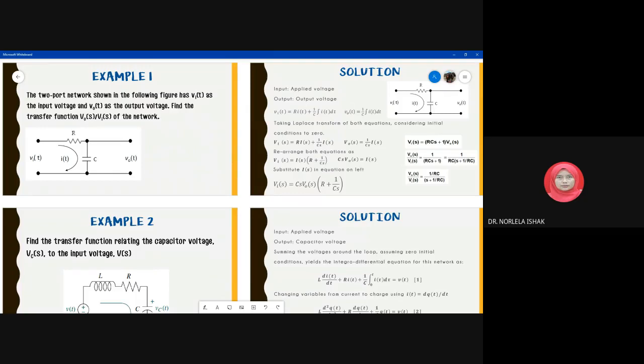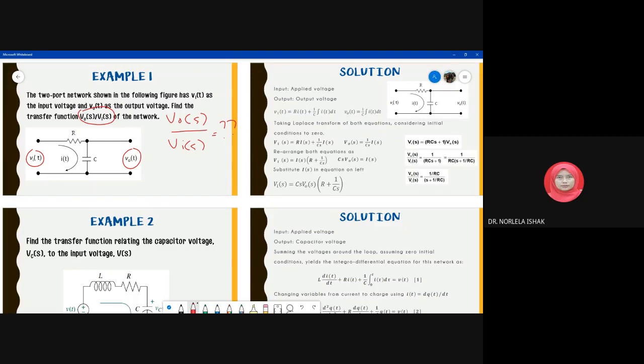So you have to define the transfer function, meaning the transfer function is the ratio between output over input. We want to define output over input, meaning your V0 over Vi, in terms of the S domain. We want to define the relationship between output and input. So I share with you the solution for example 1.